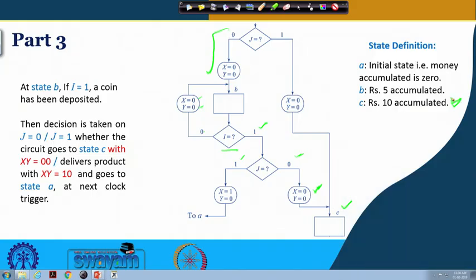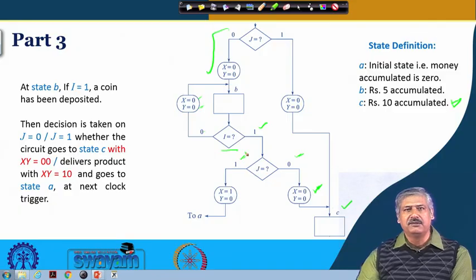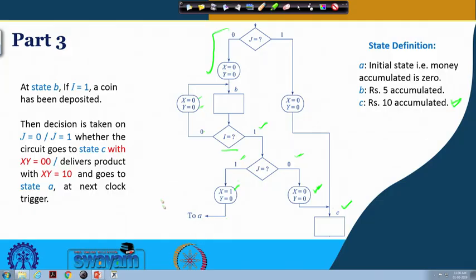And at state B, when rupees 5 was there, if I is equal to 1 and j is equal to 1, what does it mean? Rupees 5 and rupees 10 have been received. So that is a case of delivering the product. That's why x is equal to 1 and y is equal to 0. And after that, what will the machine do? The machine will go back to its initial state, so that next time the same customer or another customer deposits the appropriate amount of money, another product can be delivered. That's why it is written to state A. Is it fine?